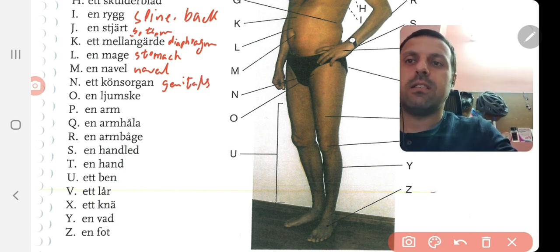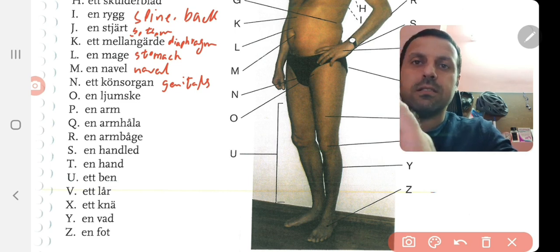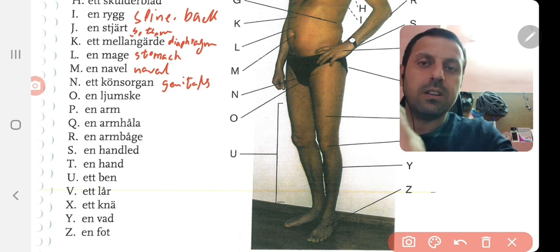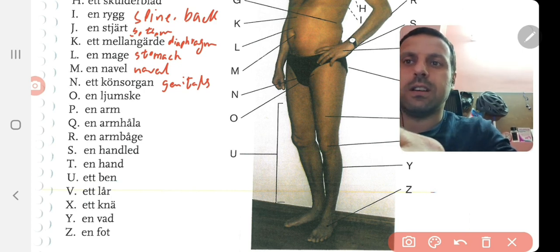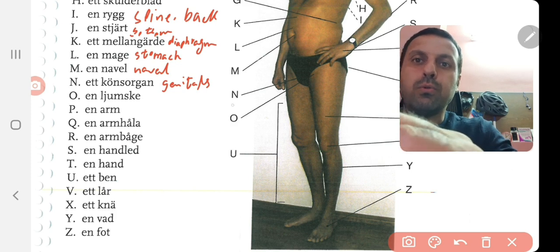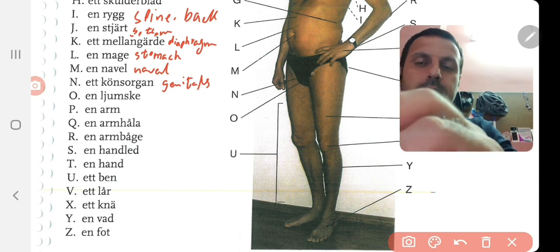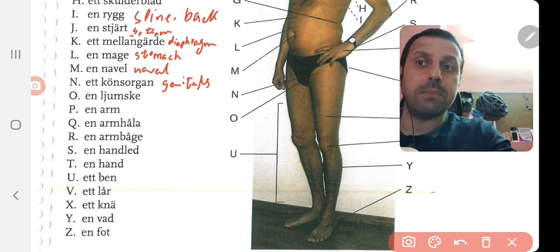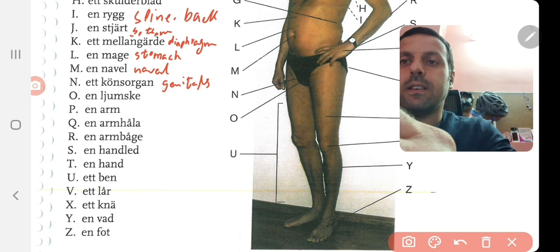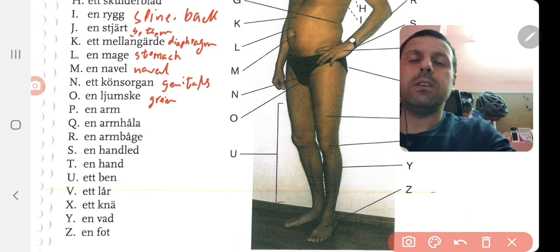Ljumske. Ljumske is actually between the könsorgan and the lower, so between the leg and the genitals. And this is, as you see in the photo, the U between the genitals and the leg. And in English it is called groin. So groin. Arm is arm.